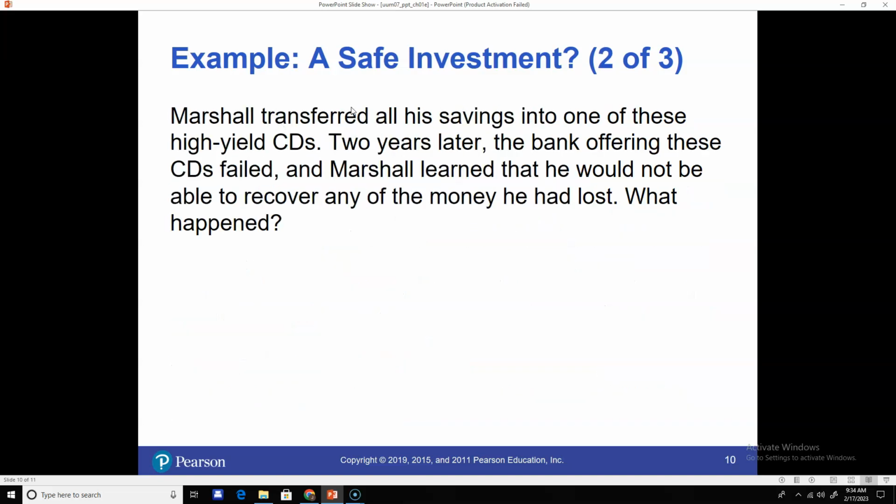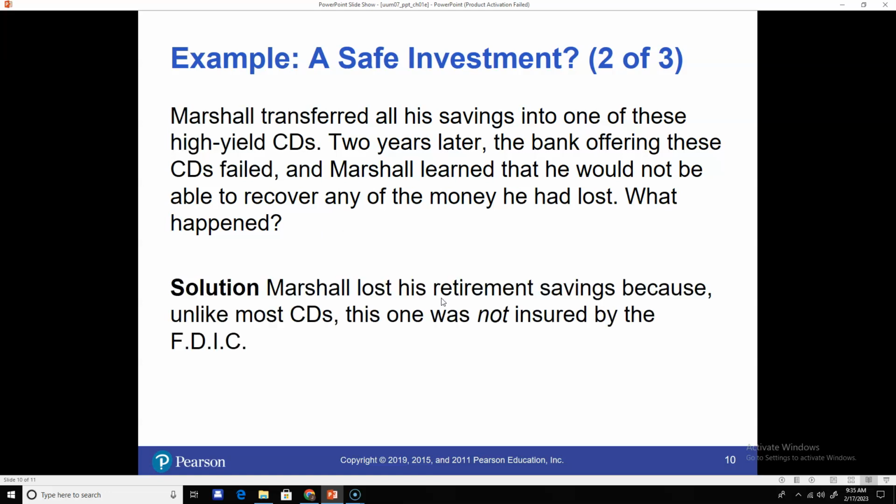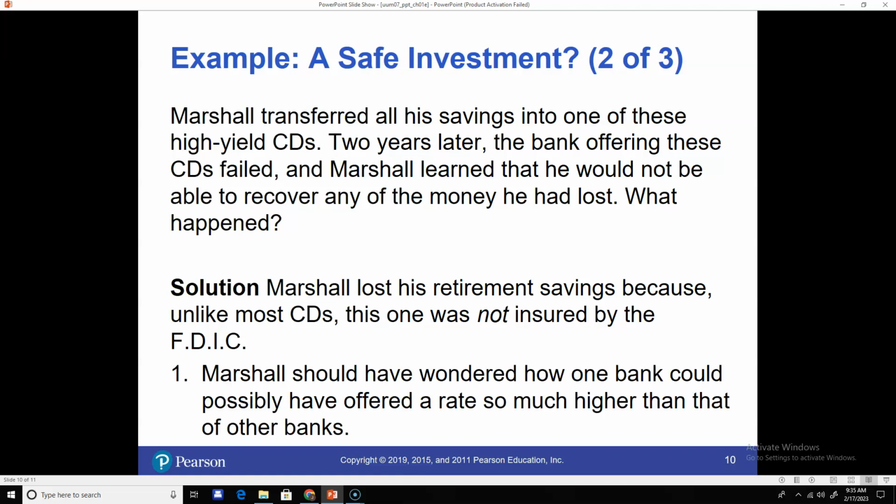What happened? Marshall transferred all his savings into one of these high-yield CDs. Two years later, the bank offering these CDs failed, and Marshall learned that he would not be able to recover any of his money. So the claim about investment safety turned out to not be true, and they didn't in any way qualify or quantify what they meant by investment safety. Marshall found he lost his retirement savings because, unlike most CDs, this one was not insured by the FDIC. So they said it was safe, but they didn't tell us why.